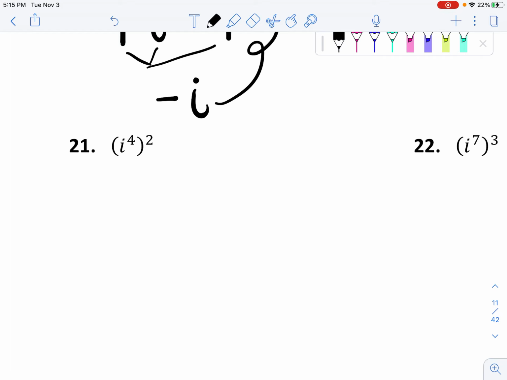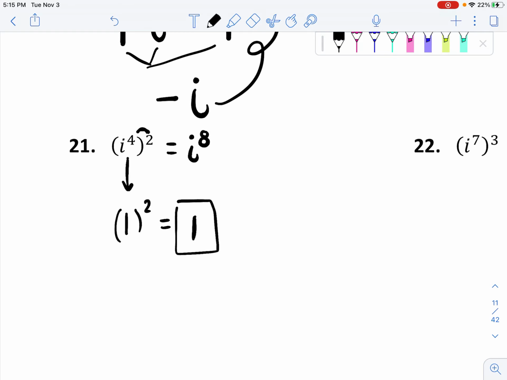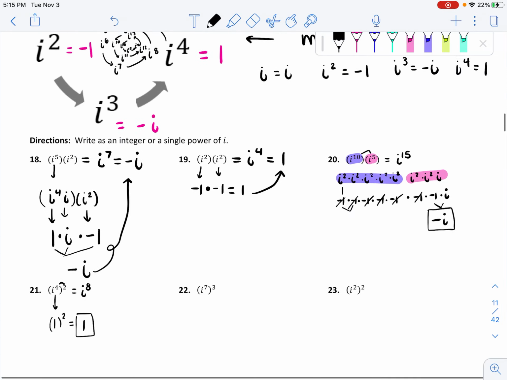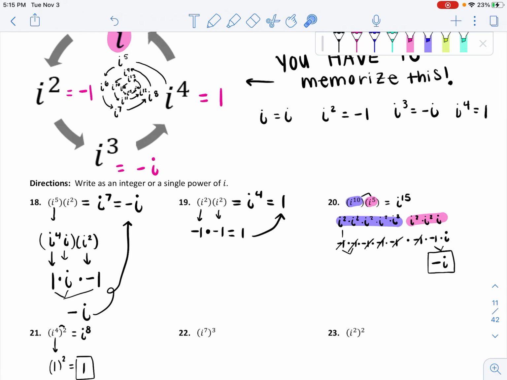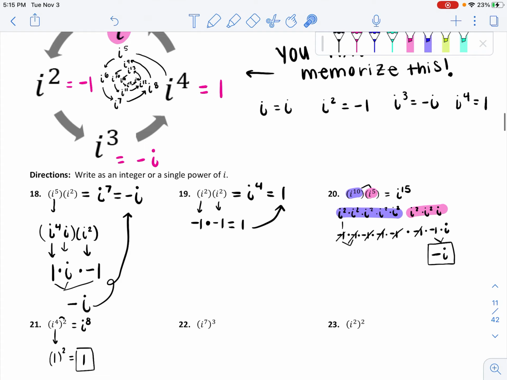I to the 4th squared. Well, this is the power to a power rule, which is where you multiply. So this is I to the 8th. But really, you should know I to the 4th is 1, and 1 squared is just 1. Or you could do I to the 8th and then just keep it going. You know, 4 stops here, so it'll go 5, 6, 7, 8, so we'd be back here again.